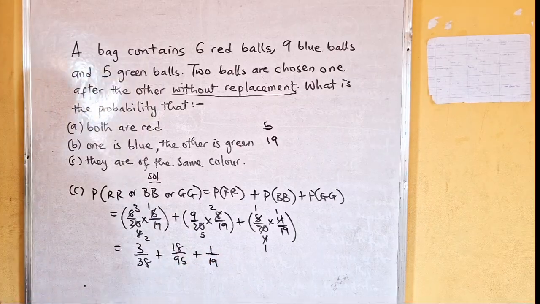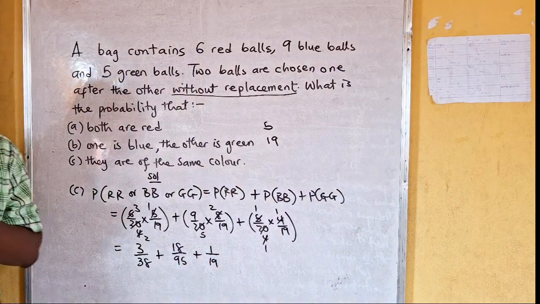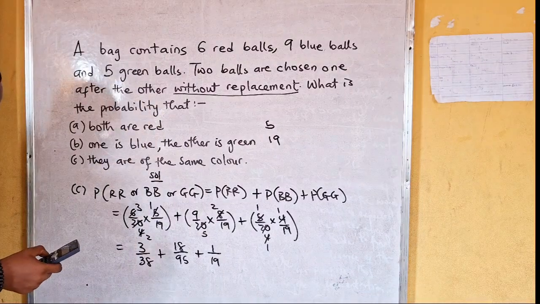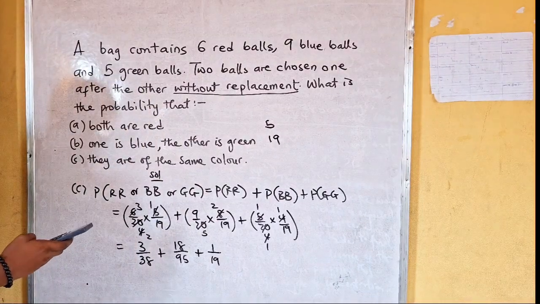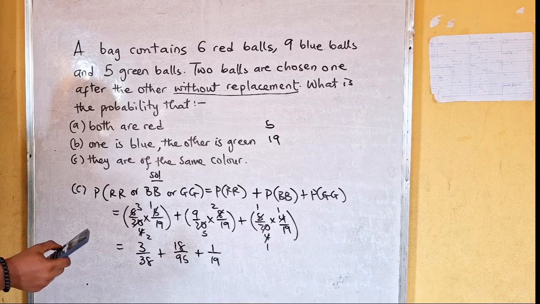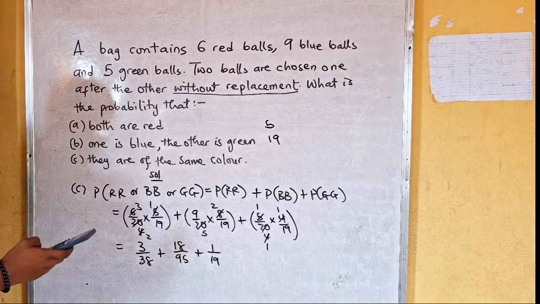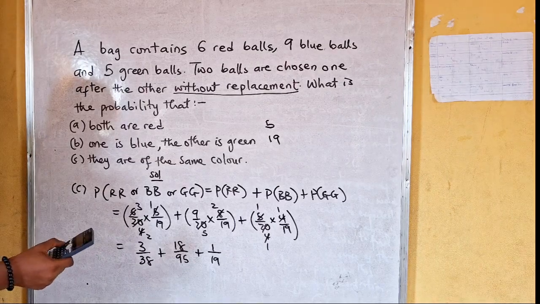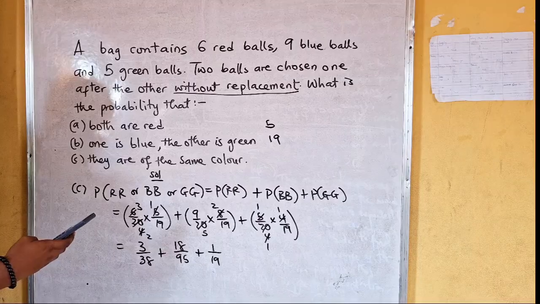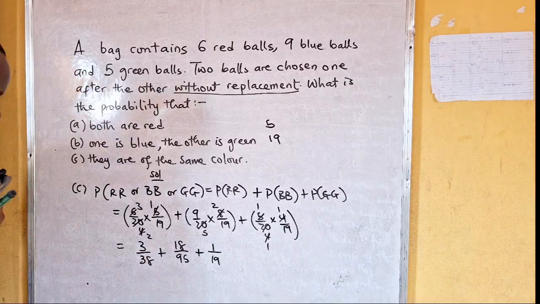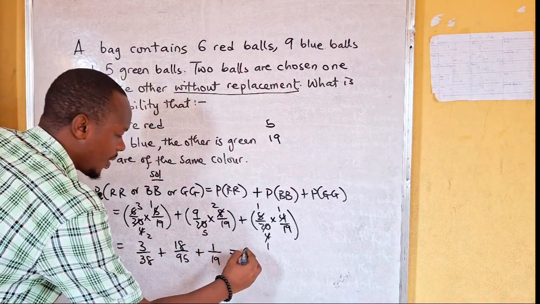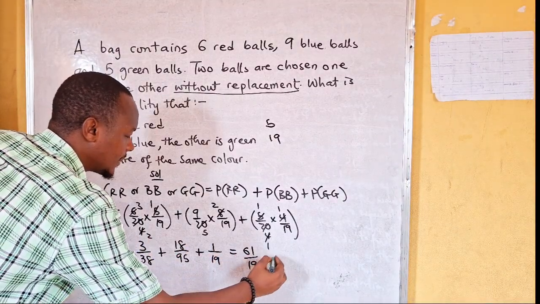So we can use a calculator to add this. Let's do that. 3 over 38 plus 18 over 95 plus 1 over 19. Yeah, 61 over 190. That's your answer.